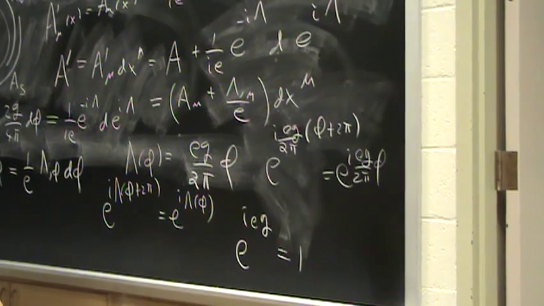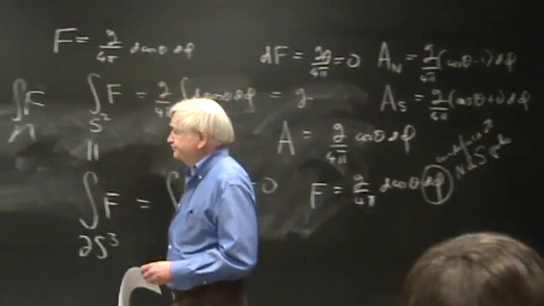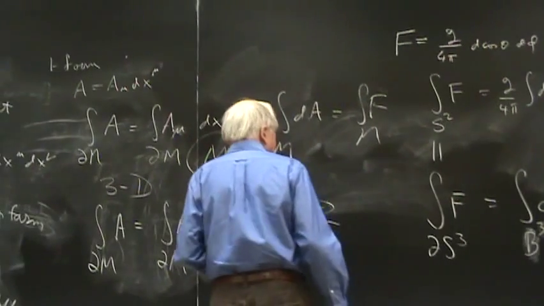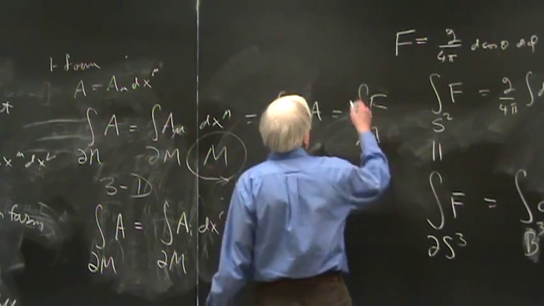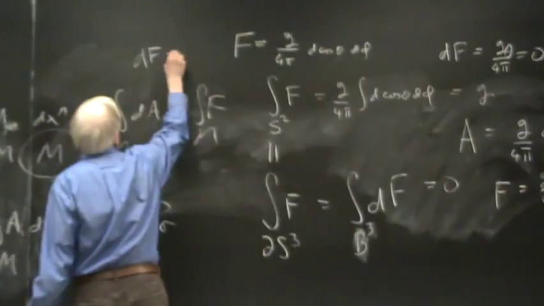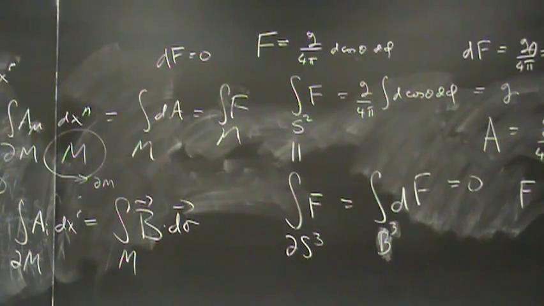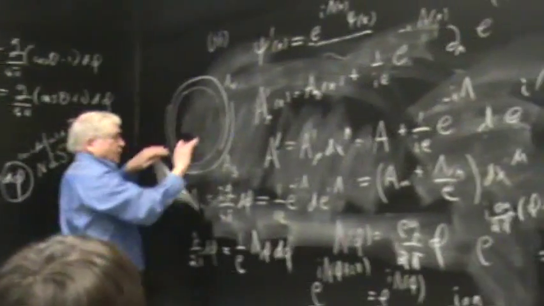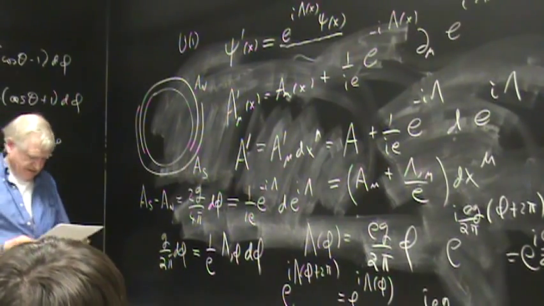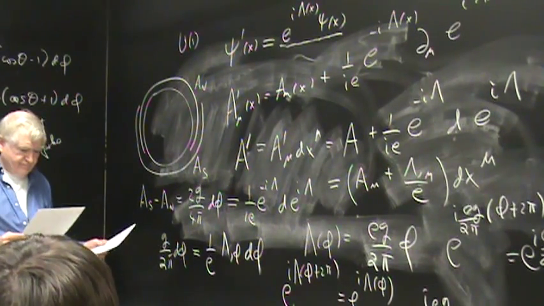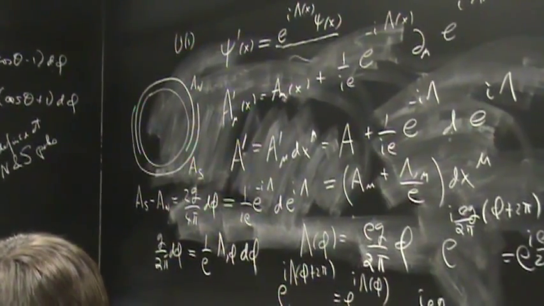Now, let's get back to F. We saw that F is closed because dF is zero, but it's locally exact, not globally exact. So locally, F is dA north or dA south, but it's not d of anything globally. Now I've got some more things to say.